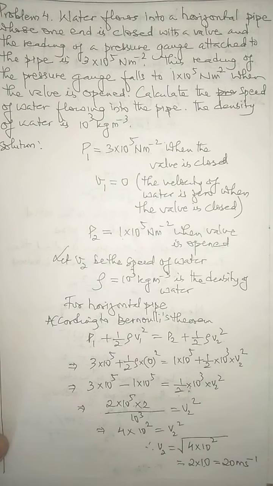So the speed at which water flows in any cross section of a pipe is calculated by Bernoulli's theorem. So we use Bernoulli's theorem to calculate the velocity of water that flows in the pipe. And what is the answer? 20 meter per second. Okay, so this is problem number 4. There are other problems to solve, and we will learn those in the next video.